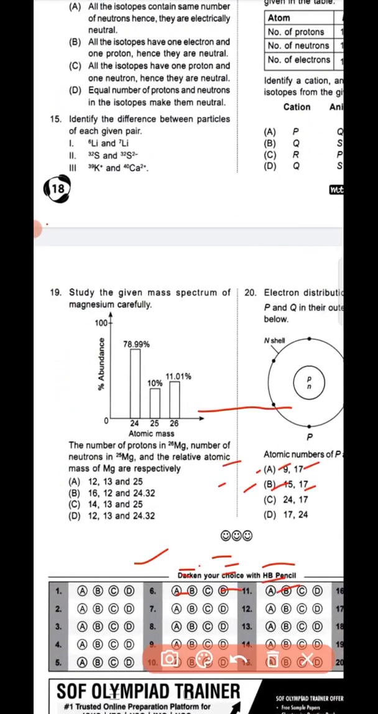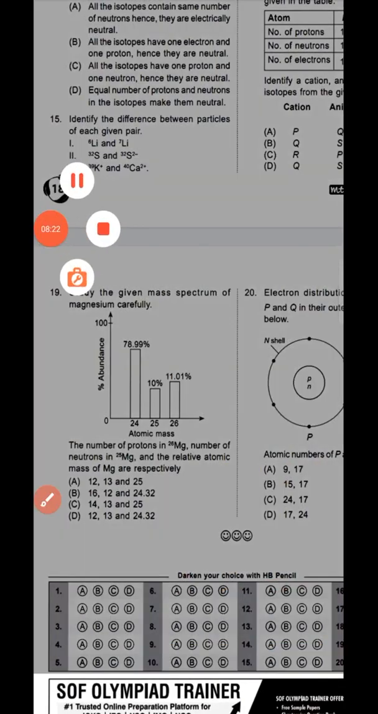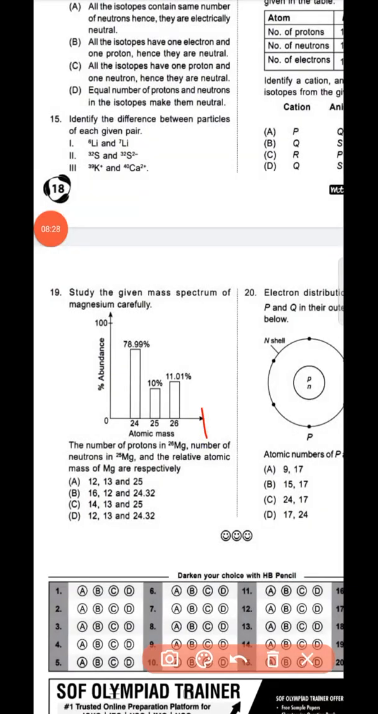question number 19. Study the given mass spectrum of magnesium carefully. This is the mass spectrum. The number of protons, the number of neutrons in 26Mg and the relative atomic mass of Mg are respectively 12, 13, 25, 16, 12, 24.32, 14, 13, 25, 12, 13, 24.32. So for question number 19, option D is the correct answer, 12, 13 and 24.32.